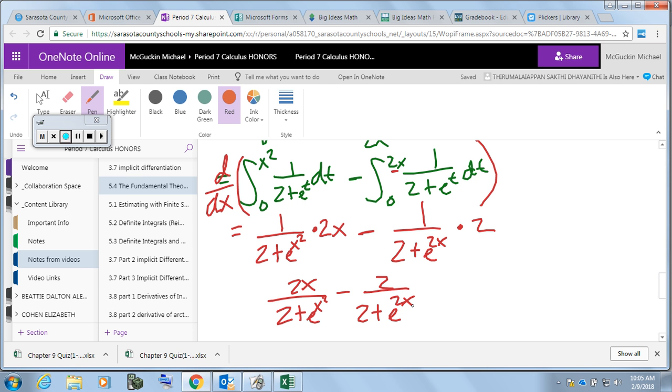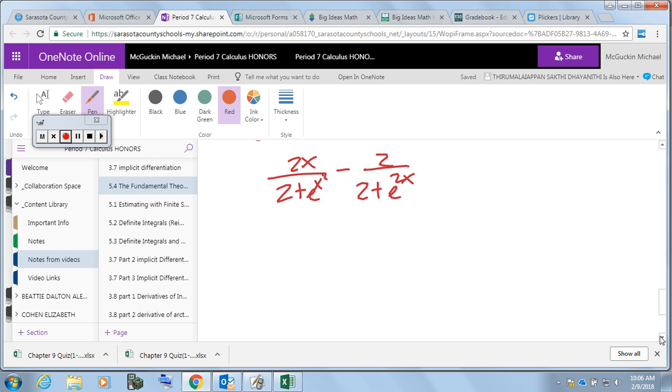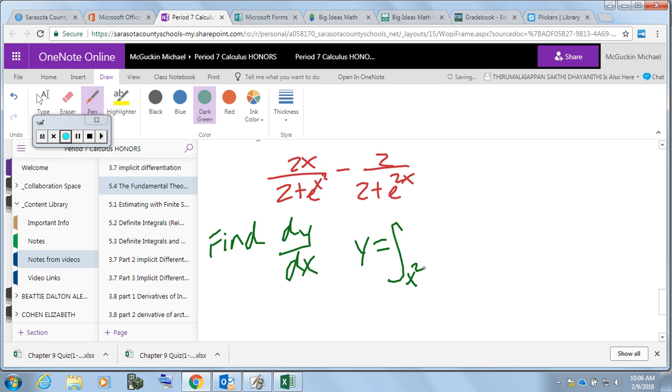Alright guys, what I want you to do is give one more a shot for me. I would like you to try the following problem. Once again, I'm still asking you to find dy dx. In this case, y is equal to x squared, and then x cubed.